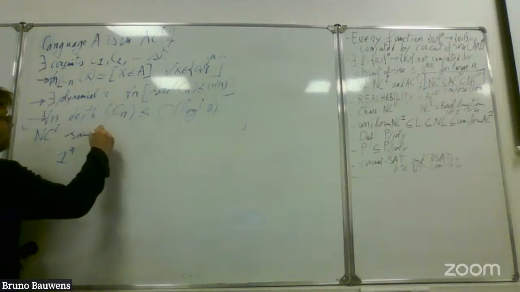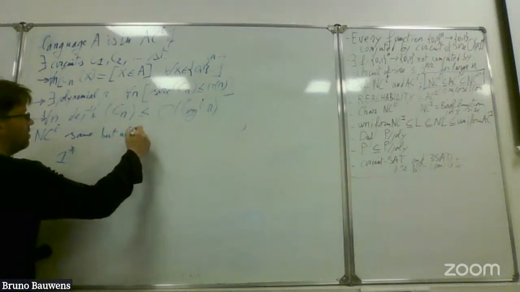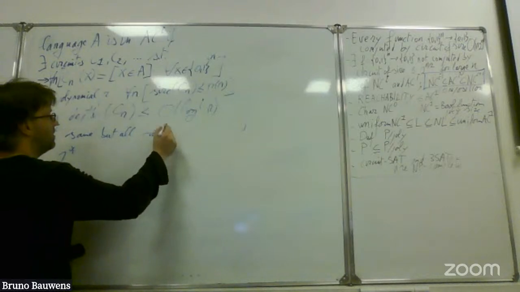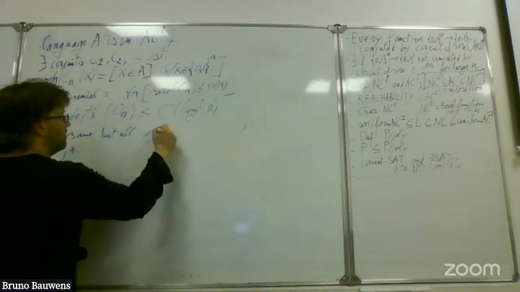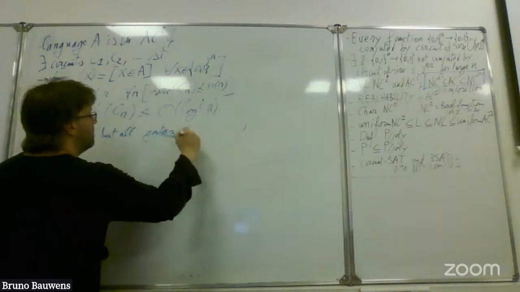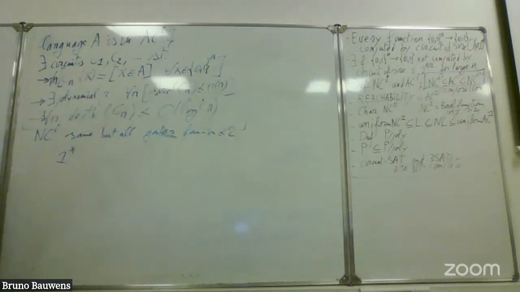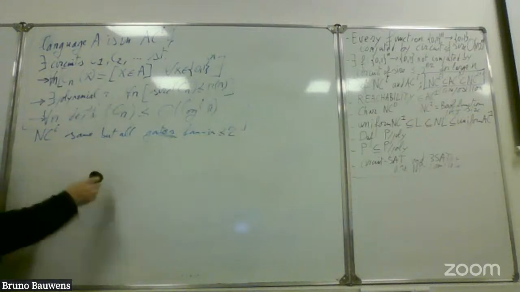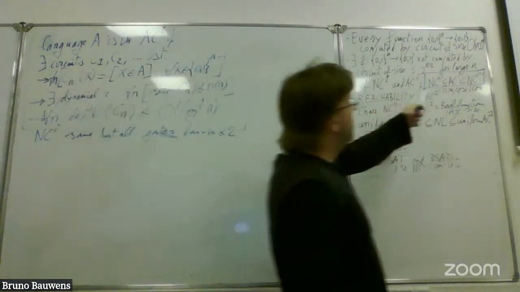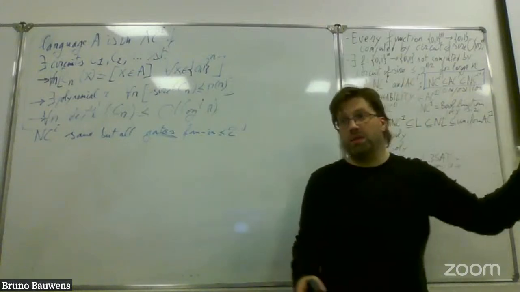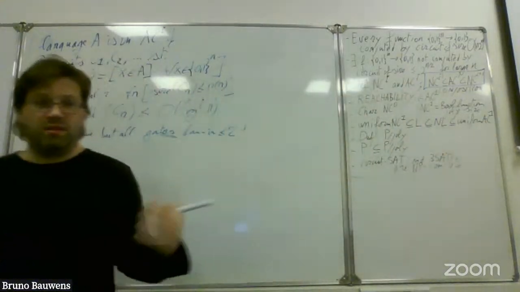Okay. The first inclusion is all clear: circuits, all gates, and at most. So the first inclusion is clear. Now let's think why the second inclusion is true. So what's the problem in AC0?